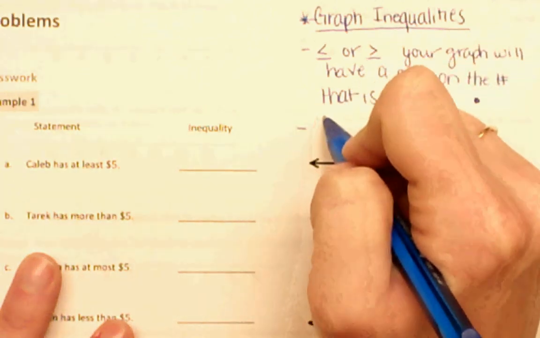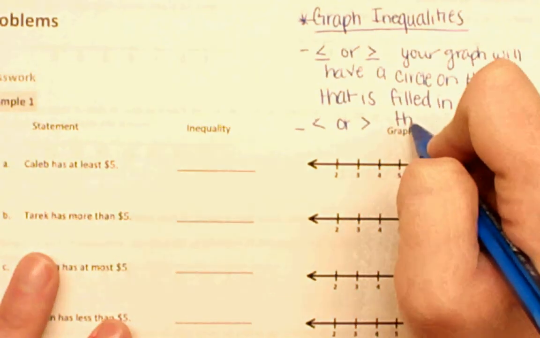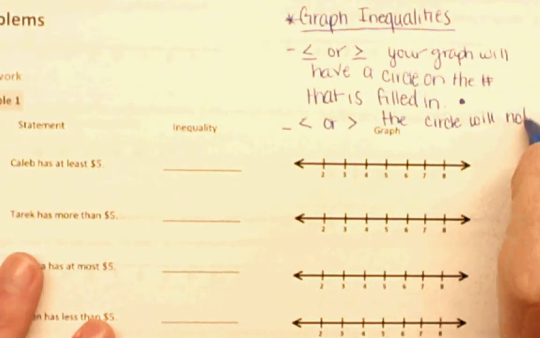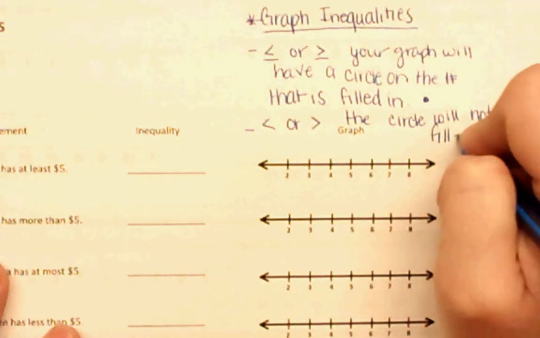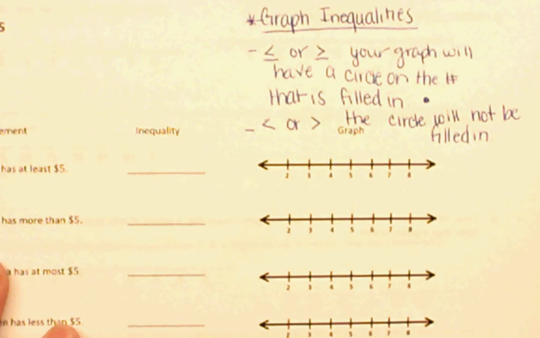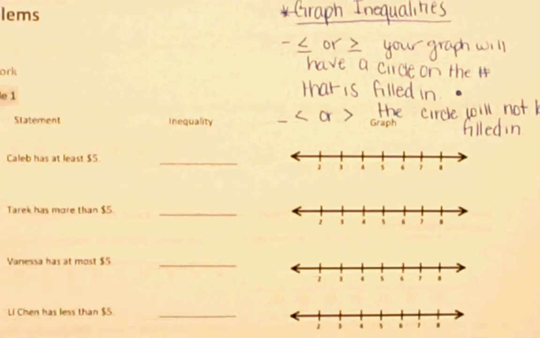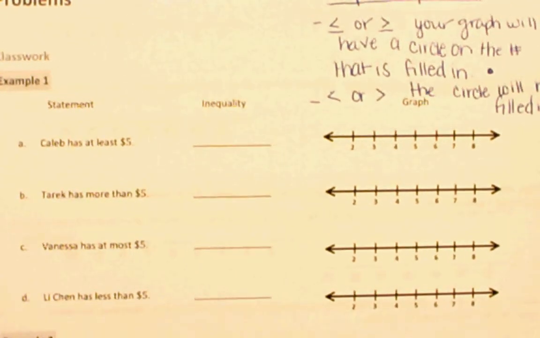If you are given just the greater than or less than sign without the equal to part, the circle will not be filled in. Let me slide this over for you. Okay, so depending on what your inequality looks like will depend if you fill in the circle or not. And I'll show you exactly what that looks like. Okay, so let's look at example 1, and look at all the statements, and I'll just walk you guys through it and we'll talk about it.